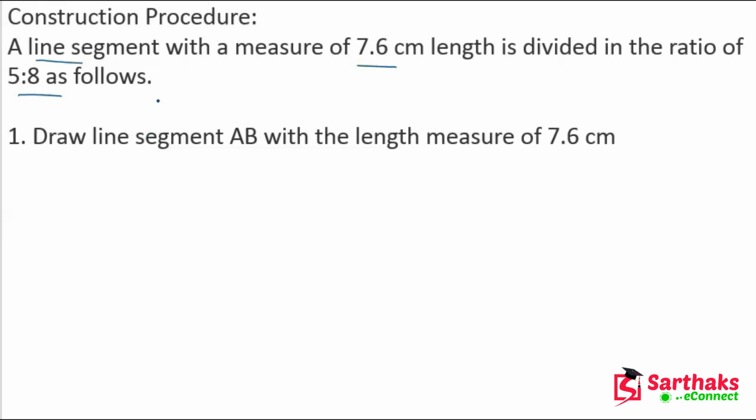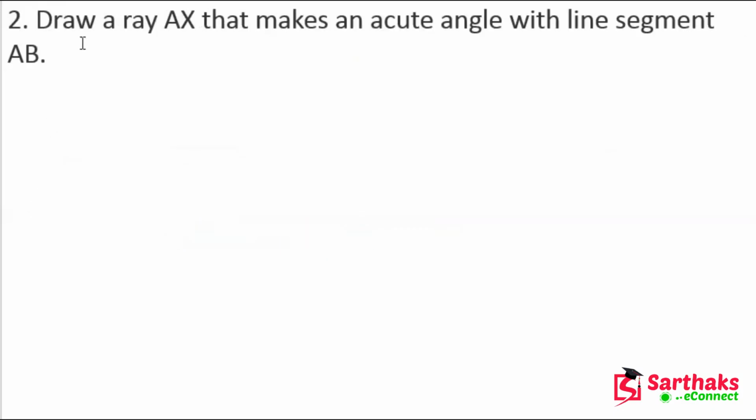Okay, so the first step is to draw line segment AB with a length of 7.6 centimeters. Let's suppose we have a line segment AB like this, which is 7.6 centimeters. Now draw a ray AX that makes an acute angle with the line segment.